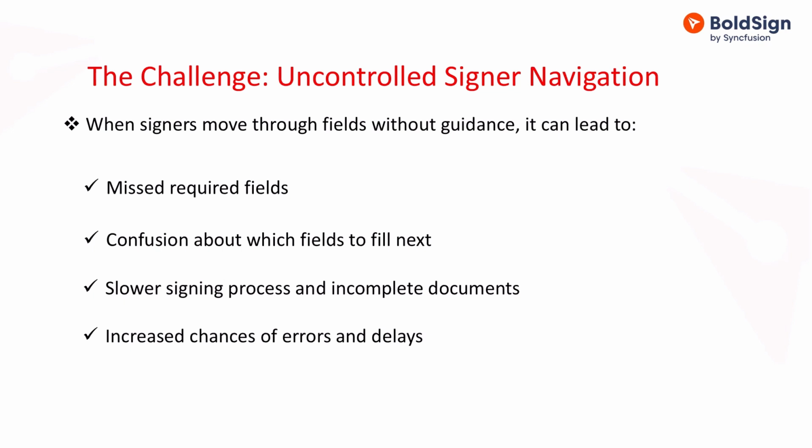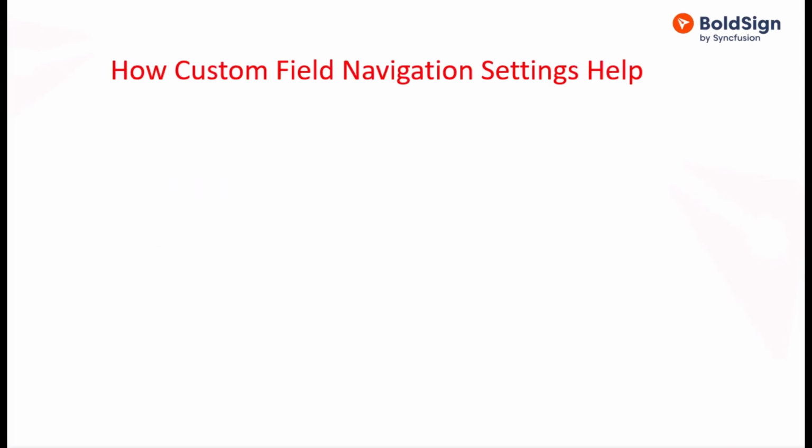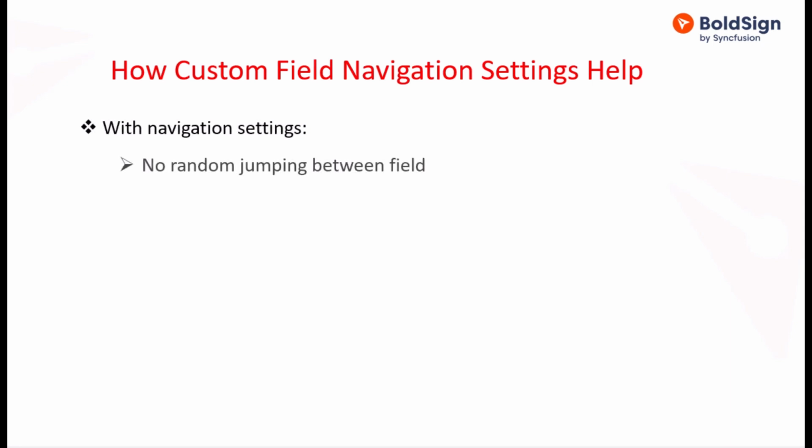For businesses handling contracts or compliance-sensitive agreements, these mistakes can lead to workflow disruptions and additional follow-ups. Without a guided flow, the signing experience becomes inefficient and error-prone. BoldSign solves this problem with field navigation settings, which allow senders to define how signers move through fields during the signing process. By setting a navigation mode, you ensure signers follow a logical, predefined order, whether through all fields, only required ones, or just blank fields.